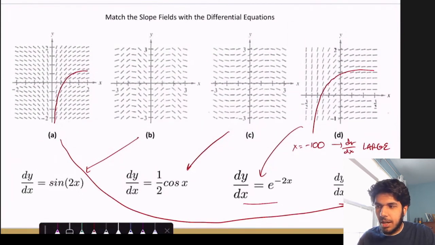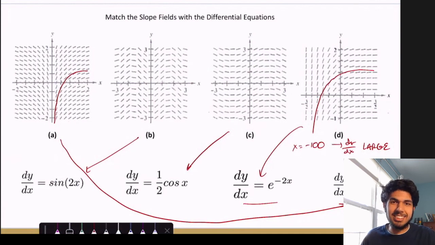This is a very common thing that you'll see on exams, so it's good to be familiar with this. And that concludes our short lesson on slope fields. So again, another tool to add to your toolkit, and hopefully you learned something.